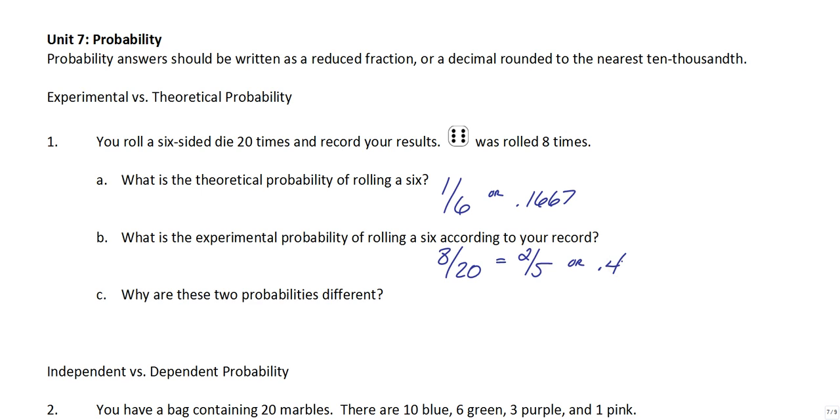So the difference between these two is theoretical is you roll a die one time, you have a 1 in 6 chance of getting any number on that die. But an experiment, those are the results of an actual experiment. I mean, if you were the luckiest person in the world, you rolled it 20 times, you could get a 6 all 20 times. Does that mean theoretically every time you roll a die you're going to get a 6? No, it's not. So experiment is just the results of your experiment. Theoretical is without even rolling it. You should know that the probability of getting any one of those numbers is 1 in 6.